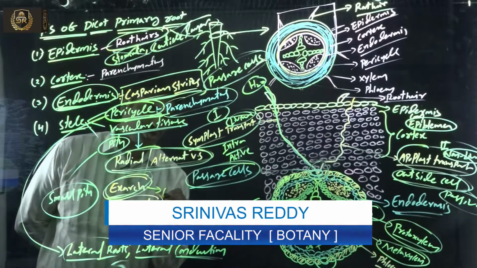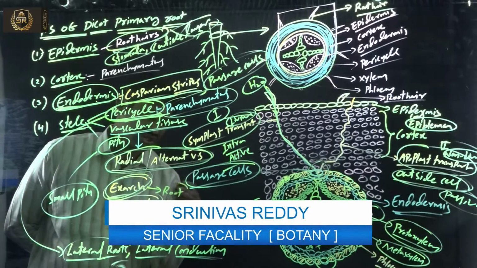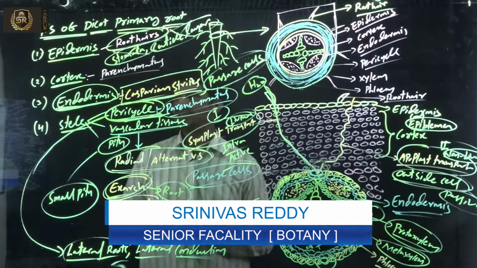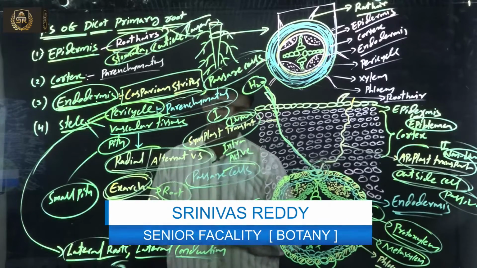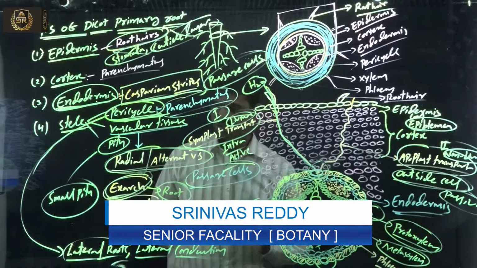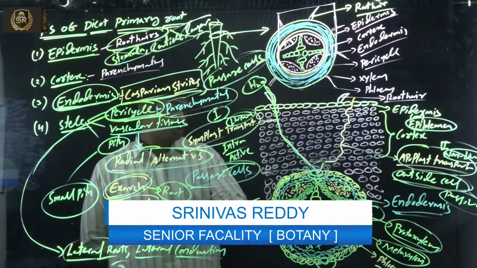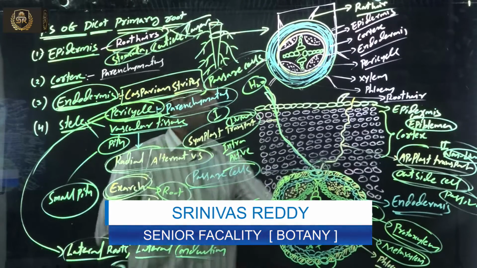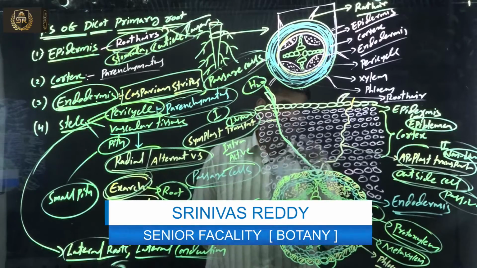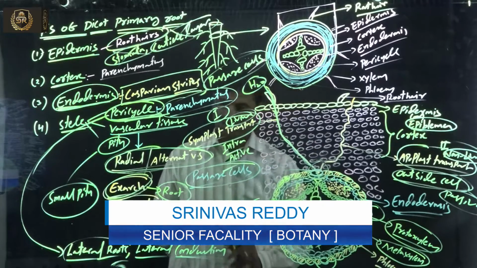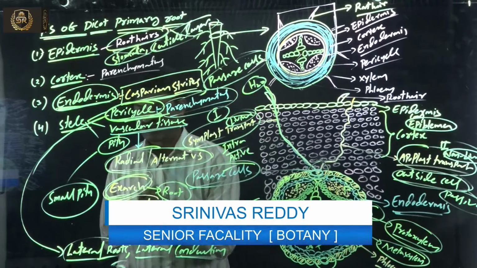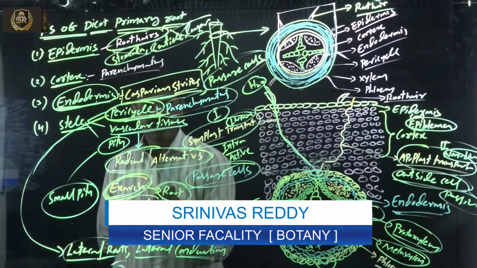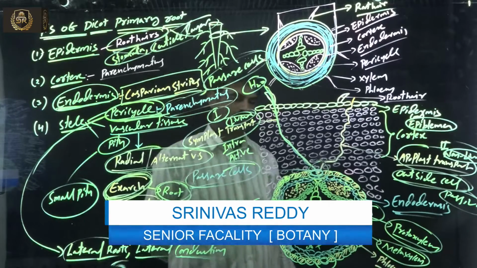Exarch condition is a root characteristic feature. Protoxylem is towards the outside peripheral region, and metaxylem is present inside. This condition is called exarch condition. Exarch condition is a characteristic feature of roots.